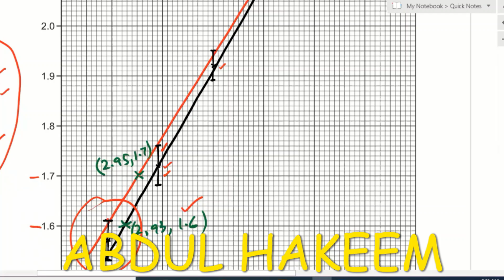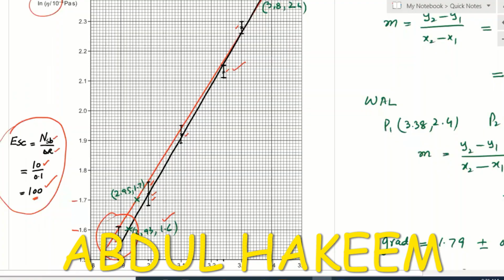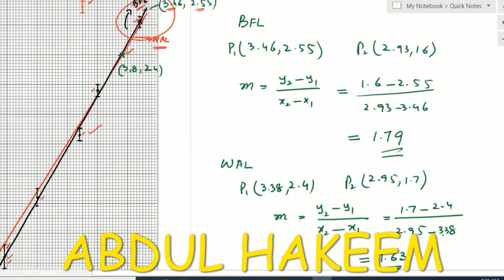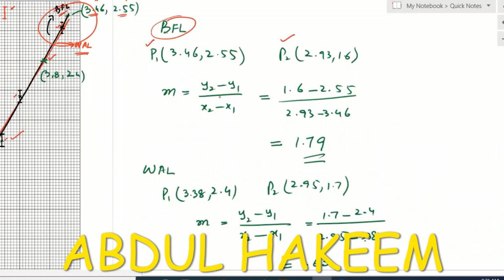Don't take the point from the table. Take different points on the line, okay? Now, you have to write here, best fit line, first point P1, second point P2. So the gradient is y2 minus y1 over x2 minus x1. So 1.6 minus 2.55 over 2.93 minus 3.46. The gradient is coming 1.79.